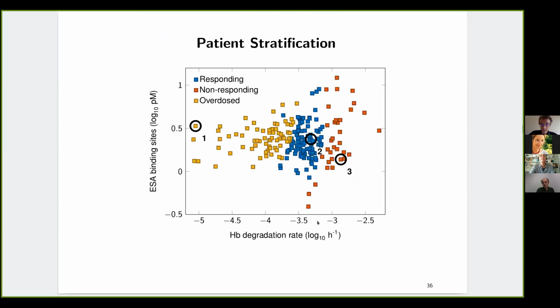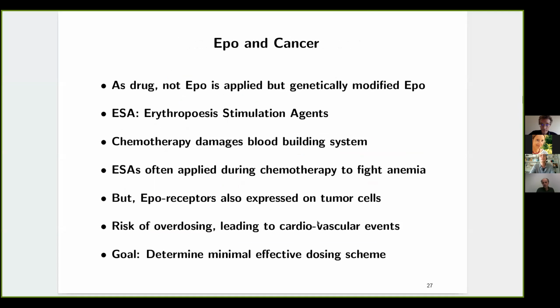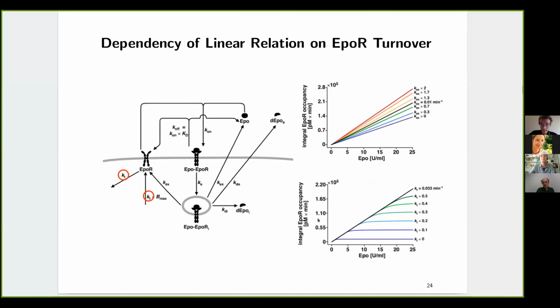Sorry. This was easier when we had overheads. So yeah, this one, right? So the circled pathways. These are.